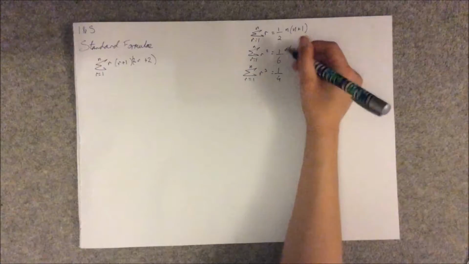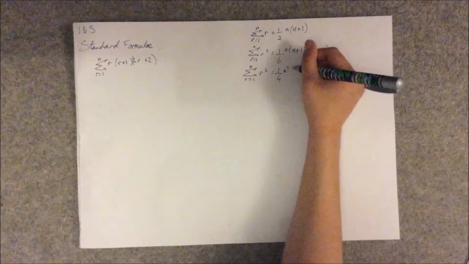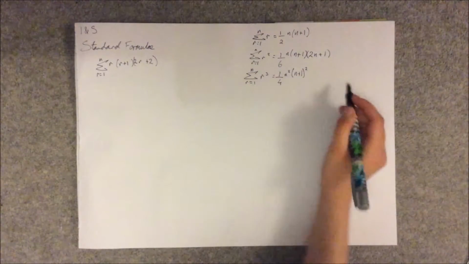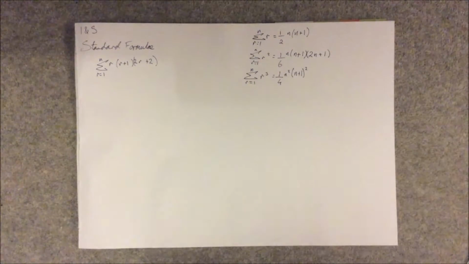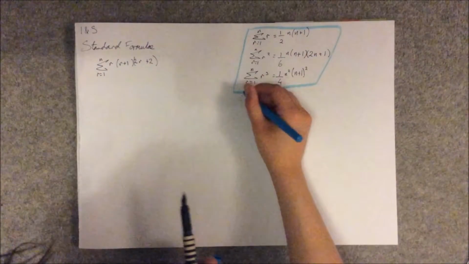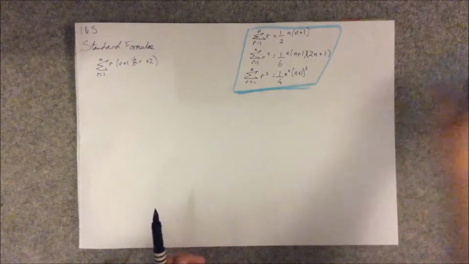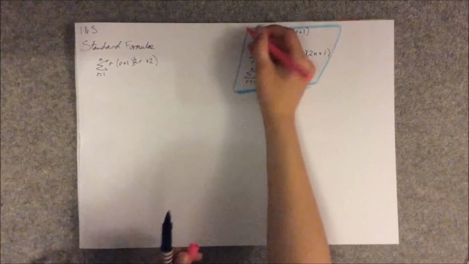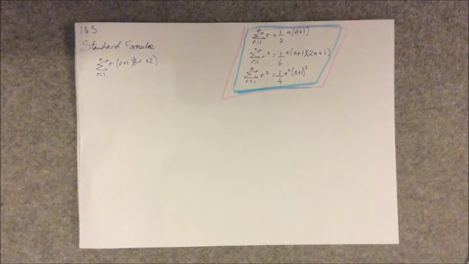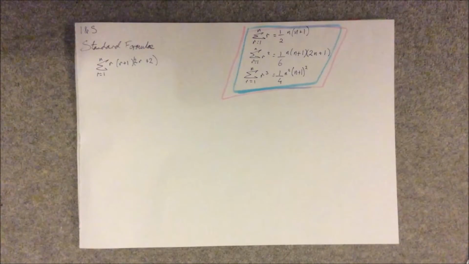Okay, so r cubed, 1 over 4 n squared, n plus 1 squared. Now, these are very important. Highlighter. Big blue parallelogram. Really badly drawn parallelogram, which is supposed to be a rectangle. Oh well. Pink too, because it is very important, deserves multiple highlighters.